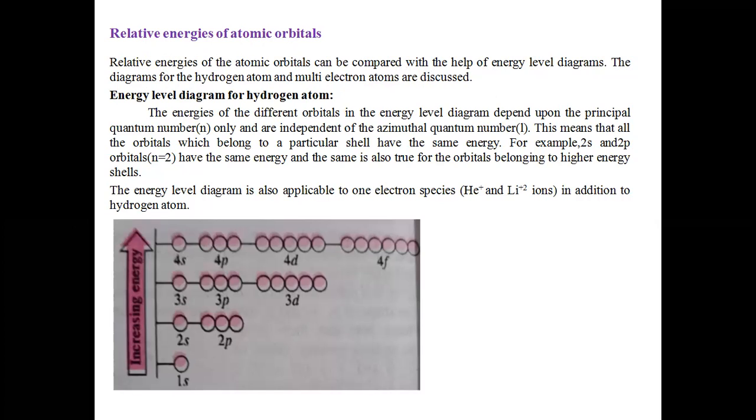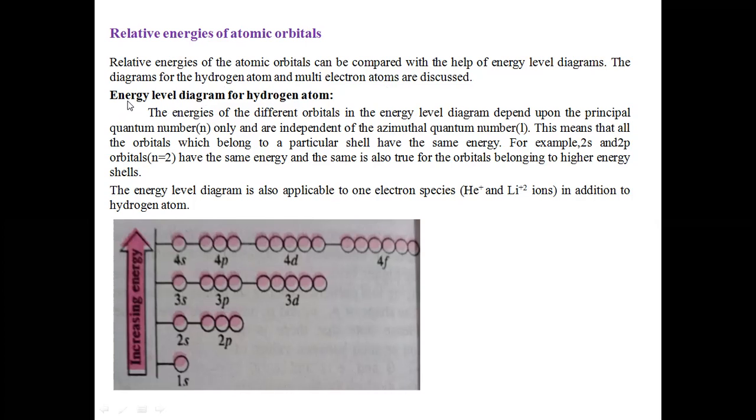the various atomic orbitals. For our discussion, we are using the energy level diagram of the hydrogen atom, that is, a single electron atom, and of a multi-electron atom. That is, for studying the relative energies of the atomic orbitals, we are using the energy level diagrams of a single electron atom and a multi-electron atom.